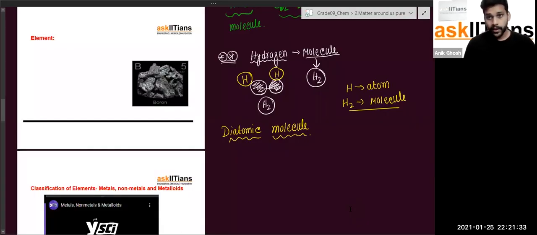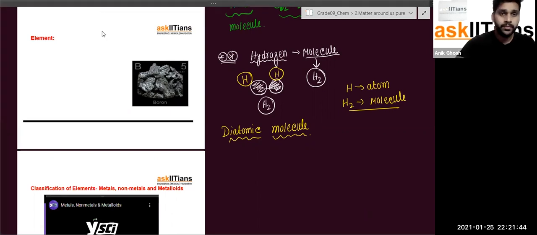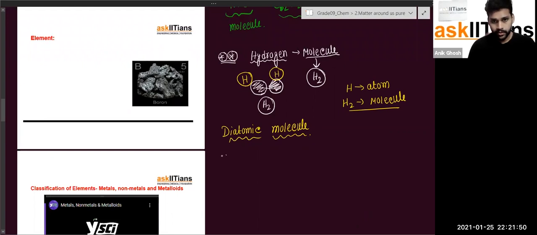Now the thing is, if you just look into a diatomic molecule, and the other examples of it, for an example, let's take argon. Okay, argon as an example, or carbon as an example, or helium as an example, or neon as an example.